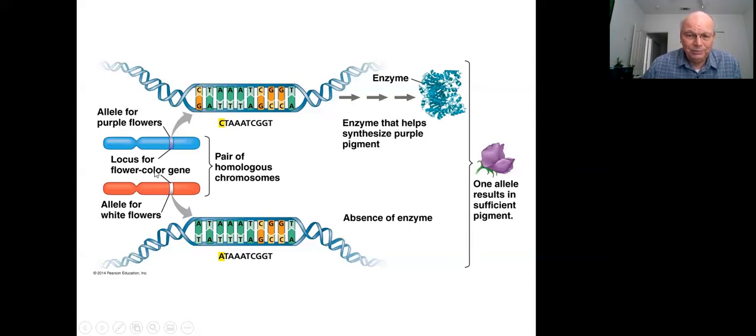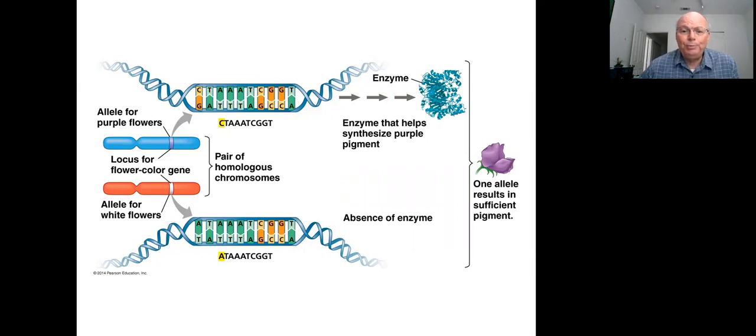And so these individuals will be purple. Now, in the case of purple and white flower colors here, we actually know what these alleles are coding for. So the purple allele codes for the production of a purple pigment. The white allele actually codes for the production of no pigment. So it's an allele for lack of pigment, you could say. So if you have two alleles that say make no pigment, then you're going to be white in color. If, however, you have two alleles for purple, you're obviously going to be purple.